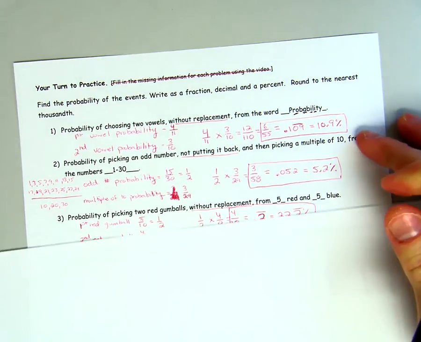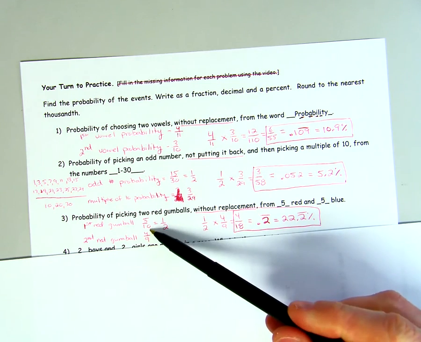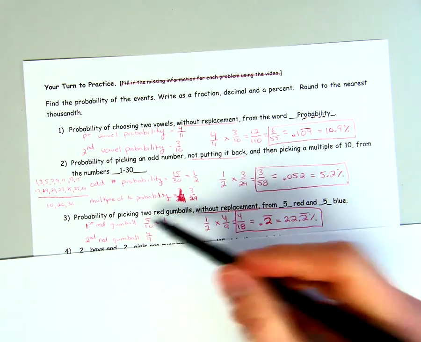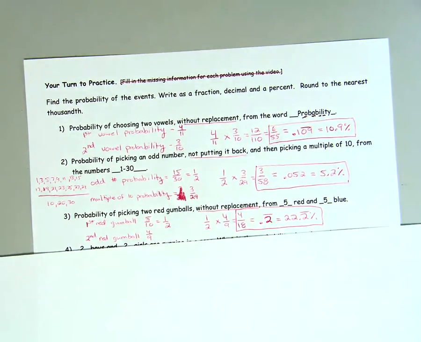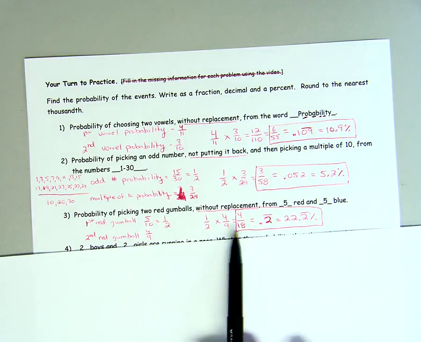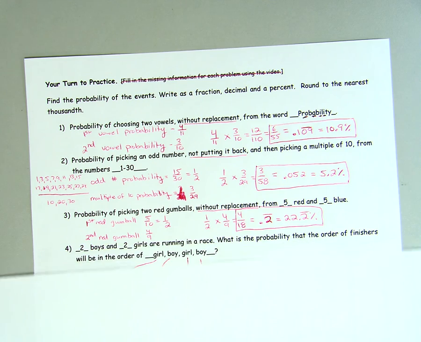Number 3, we have picking 2 red gumballs without replacement from 5 red and 5 blue. So I have 10 total gumballs, and 5 of them are red, so my first chance would be 5 out of 10. After that first red is picked, now there's only 9 left, 4 of them being red, so the second chance is 4 out of 9. 1/2 times 4 out of 9 is 4/18, which is equal to a decimal of 0.2 repeating and 22.2%.